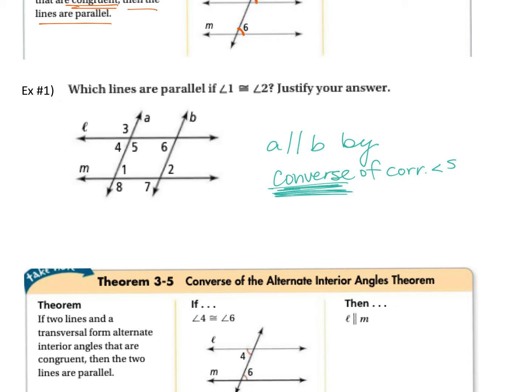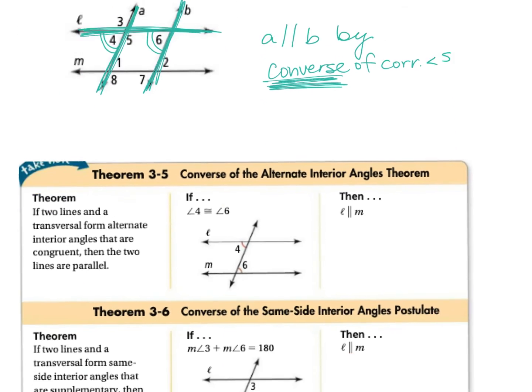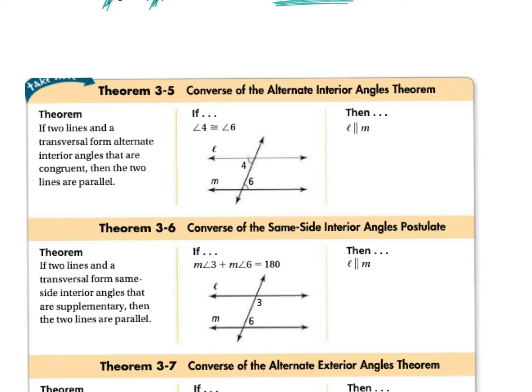What if I said 4 congruent to 6? Which two lines are parallel then? A and B. 4 is formed with this one, 6 is formed with this one. They share this transversal. So A and B would be the parallel lines. Okay, are you seeing that okay? Okay, we'll do more of that, but just want to cover that with the first setup.